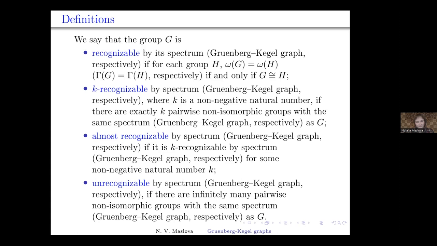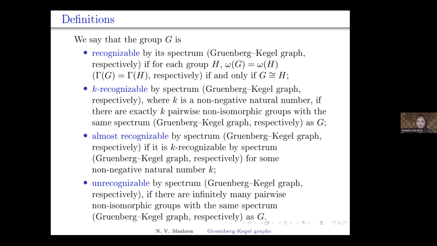The group is unrecognizable by spectrum or by Gruenberg-Kegel graph respectively if there are infinitely many pairwise non-isomorphic groups with the same spectrum or with the same Gruenberg-Kegel graph respectively as our group. So any finite group is either almost recognizable or unrecognizable by its spectrum, and either almost recognizable or unrecognizable by its Gruenberg-Kegel graph. Of course, if some group is recognizable or almost recognizable by Gruenberg-Kegel graph, it is forced to be recognizable or almost recognizable by spectrum, since the spectrum determines the Gruenberg-Kegel graph uniquely. However, the converse doesn't hold.